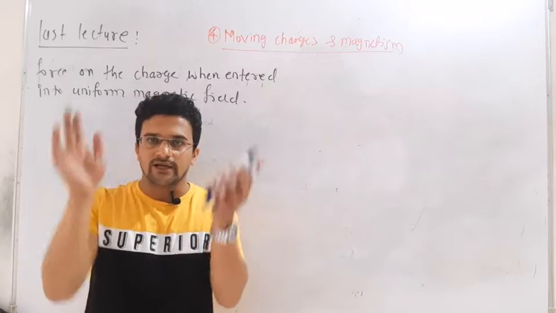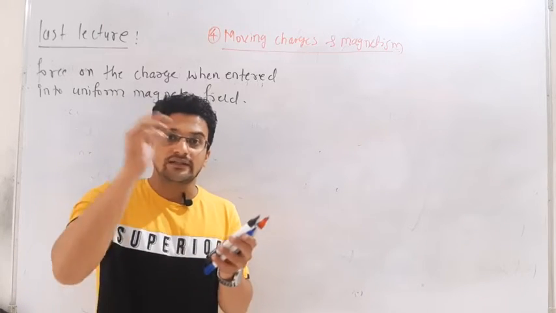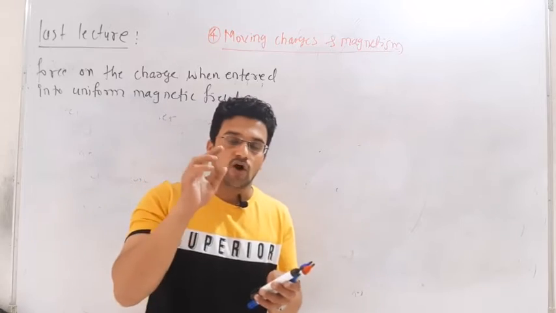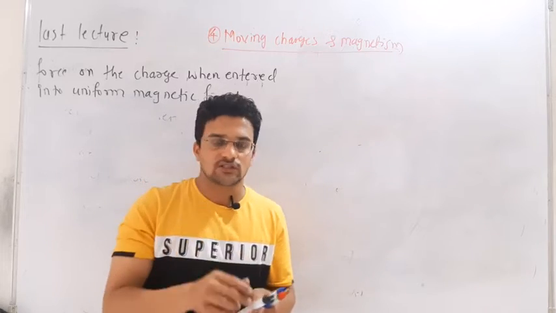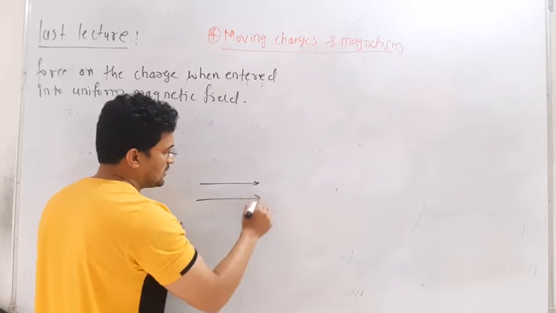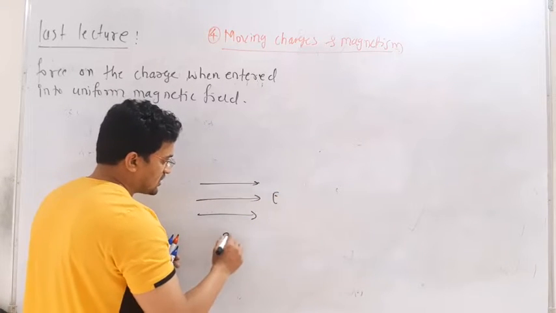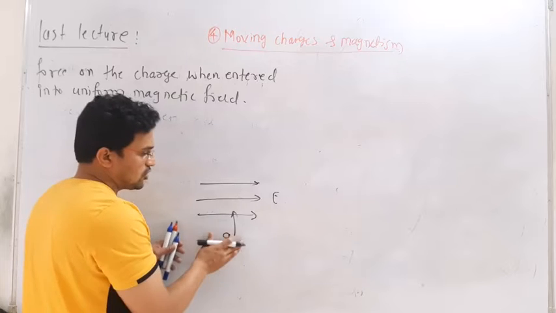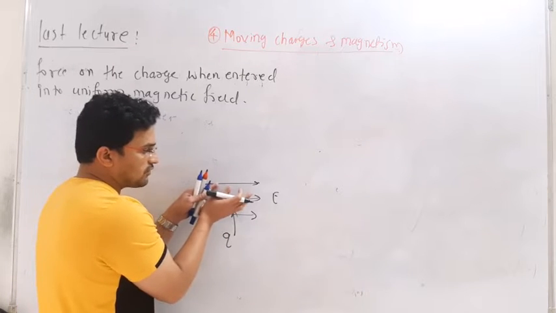That means this magnetic field is applying a force on that particular charge. Okay, and then how much force will be applied on this charge? Because in the first chapter we have seen, if there is an electric field, and if one charge is entering into the electric field, how much force will this electric field apply?